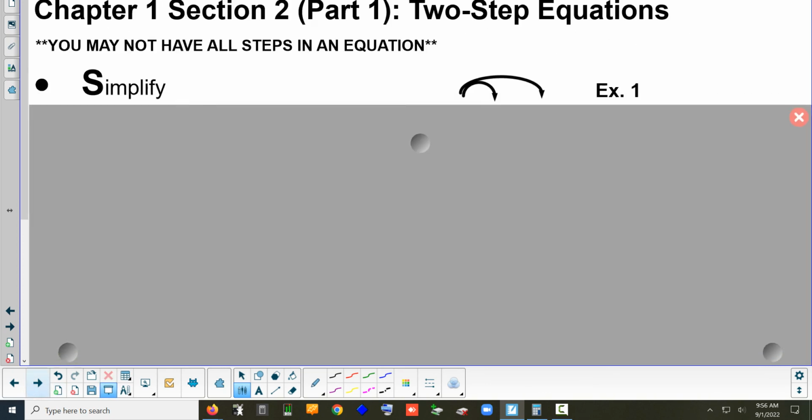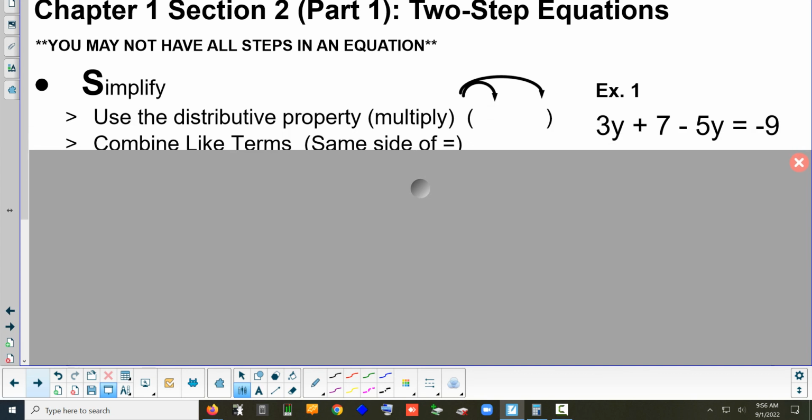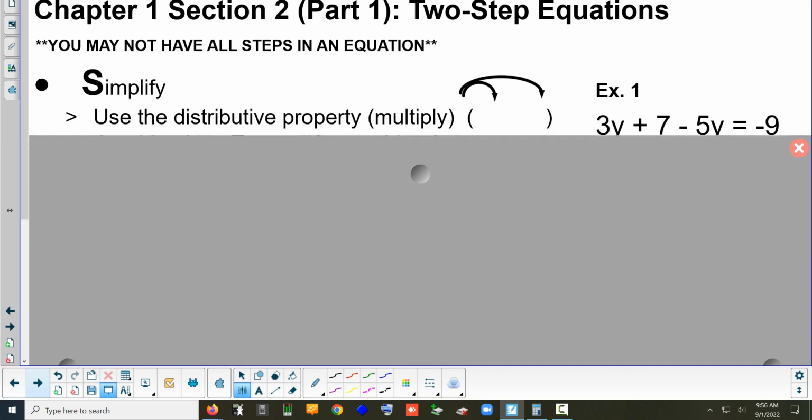All right, so the first step where it says S stands for simplify. Not every problem is going to have simplify in it. The way you know that it has simplify is if you have to do one of 2 things. If you see a distributive property, that is something you would do under simplify. It's the first thing you would do.